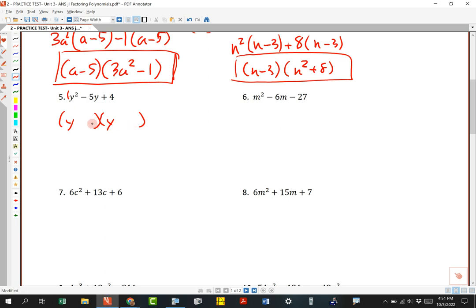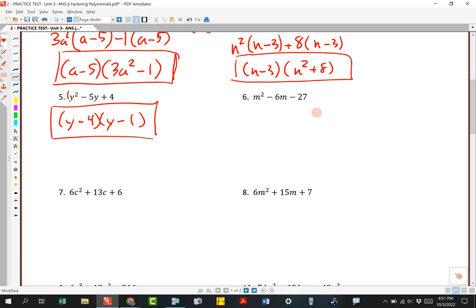And I need 2 numbers here and here that multiply to be positive 4 and combine to be negative 5. Well, if they're going to multiply to be a positive and combine to be a negative, we need a negative in each one of these places right here. And I'm going to do a 4 and a 1 because I can make a 5 out of those. So we are done with that one right there. And then take a look at the next one.